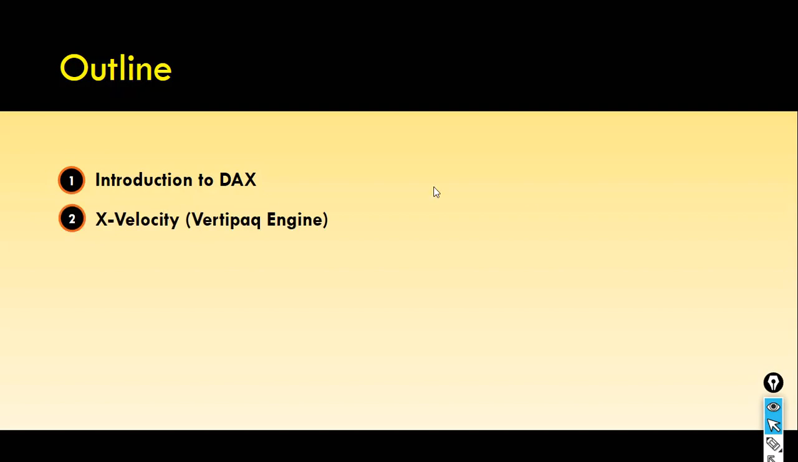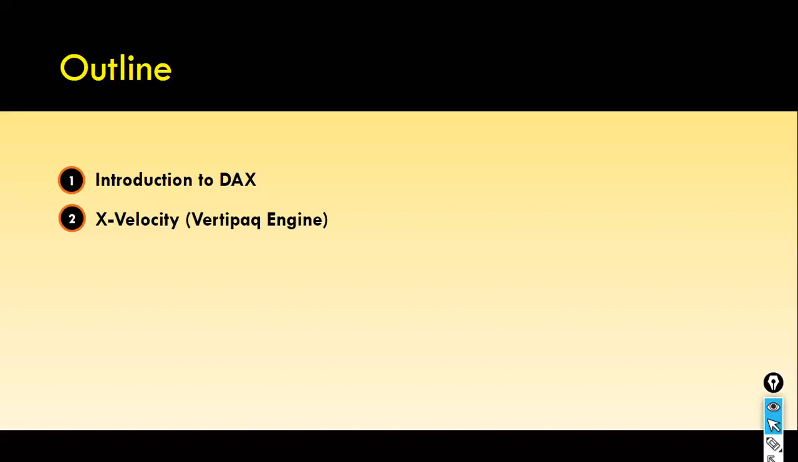First, we'll start with the introduction to DAX, and then we'll explore what DAX is and why it is essential in the field of data analysis or business intelligence. Next, we will delve into the X velocity engine. It is an in-memory analytics engine. We'll see how this engine drives the performance of DAX, and also explore its capabilities in processing and encoding the data, and how it enhances the speed and efficiency of calculations on large data sets.